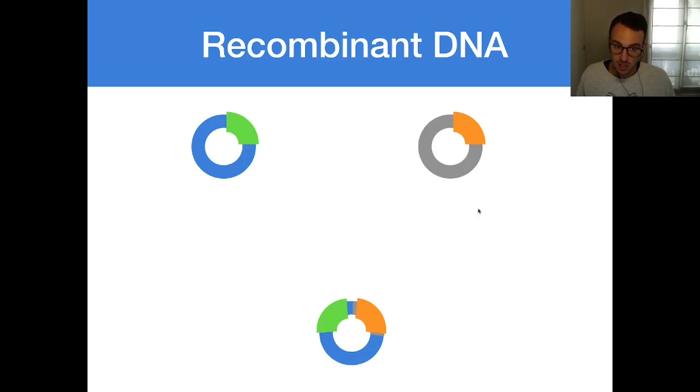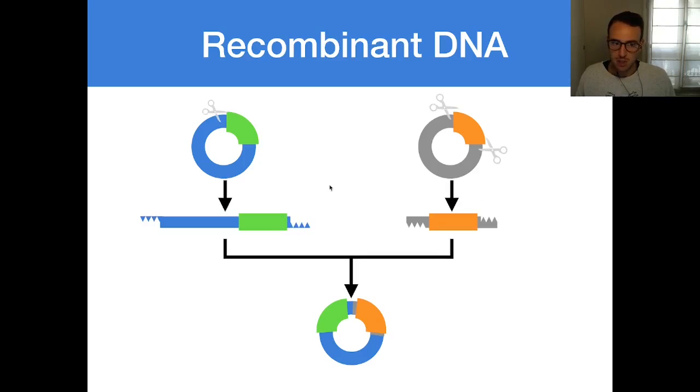And there's different ways of doing this. One of them is using restriction enzymes. So we can cut open this plasmid and make it linear. And we can also cut the piece of this plasmid that we are interested in, and then we can combine them to generate a new circular plasmid that contains the piece of this one that we were interested in.